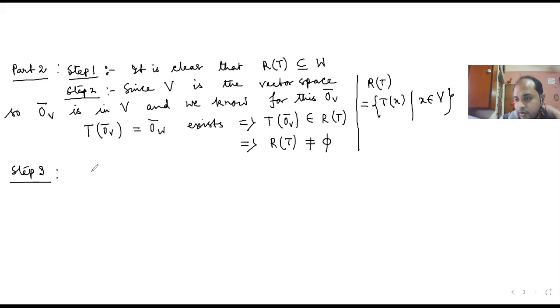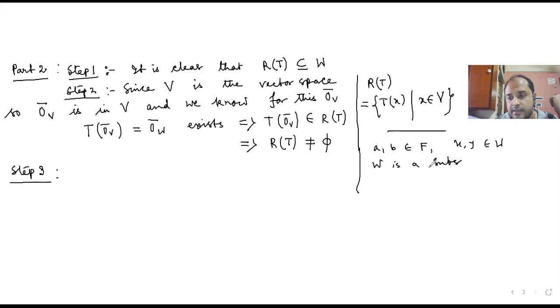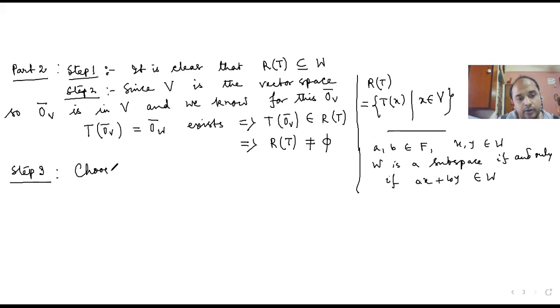Step number 3 is, as usual, I'm going to use this result that if we choose two scalars A, B from F and two vectors X, Y from W, then W is a subspace if and only if AX plus BY belongs to W. This is question number 20, exercise 1.3. So I can choose two scalars A, B belonging to F, and let us select two vectors X, Y belonging to RT, because right now I'm interested in RT.